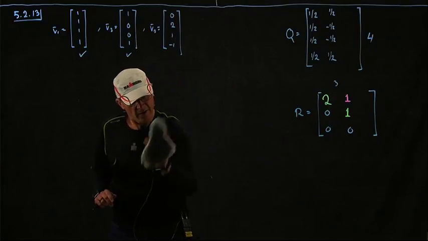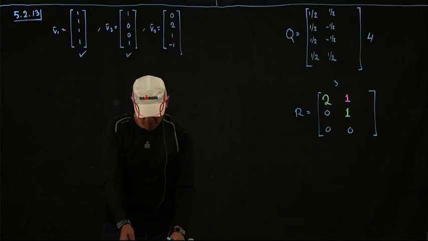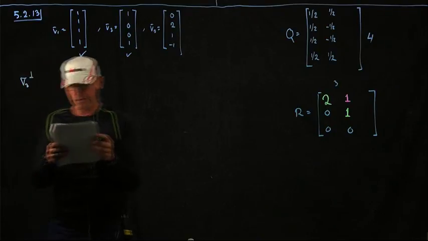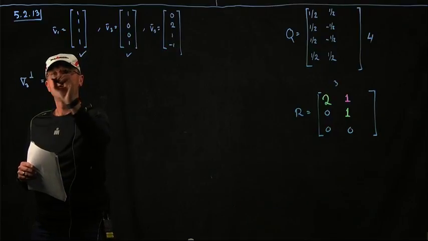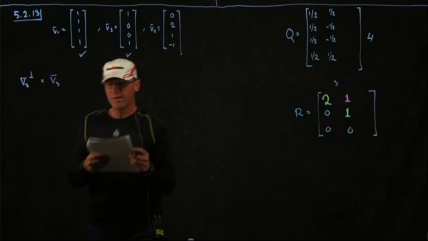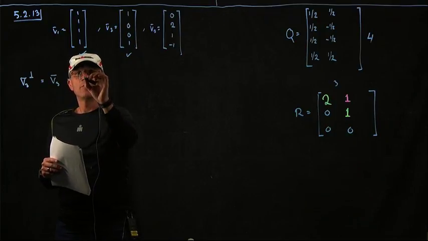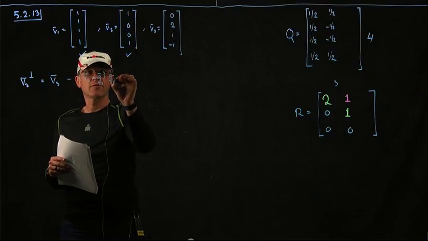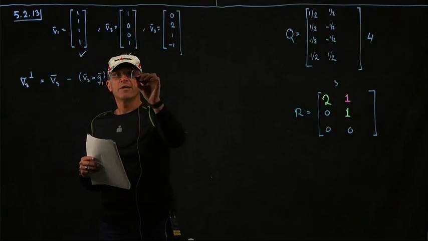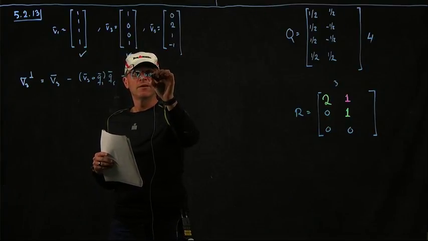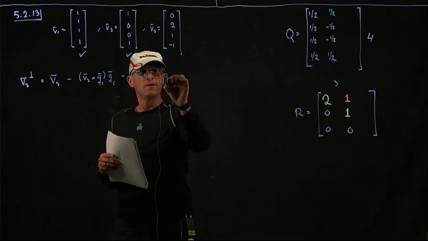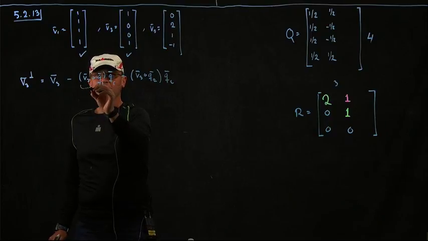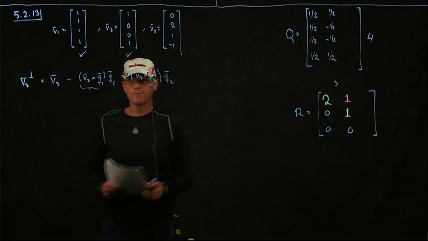Okay, so we want to figure out what V3 perpendicular is, right? So that is the original V3 vector, and then we're going to subtract whatever part of V3 is in the Q1 direction, right? So we project onto Q1, and then we subtract the action of V3 in the Q2 direction, right? So what that means is that we have to compute these 2 dot products, right?